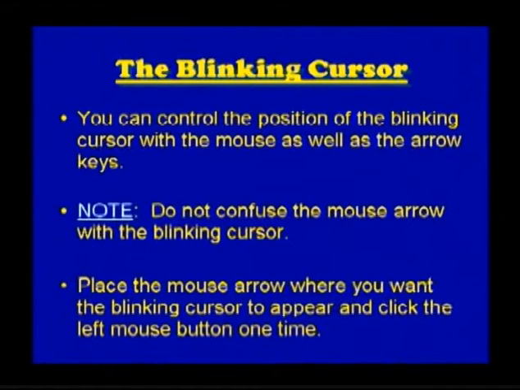To review the blinking cursor, you can control the position of the blinking cursor with the mouse as well as the arrow keys. Note, do not confuse the mouse with the blinking cursor. Place the mouse arrow where you want the blinking cursor to appear and click the left mouse button one time.